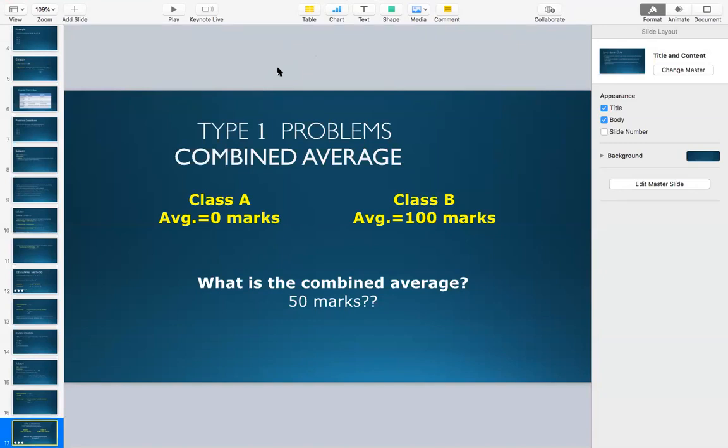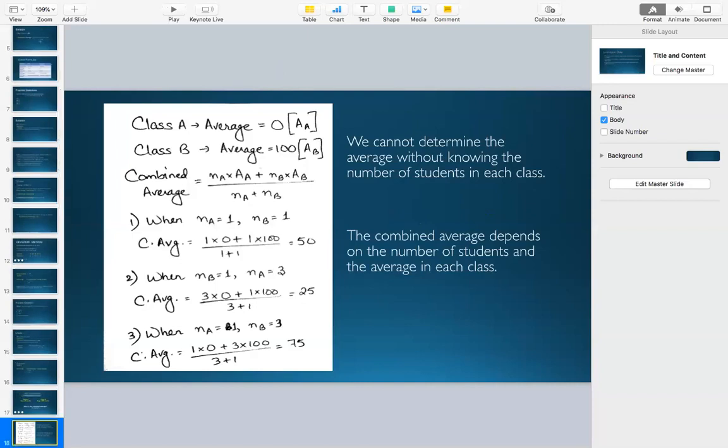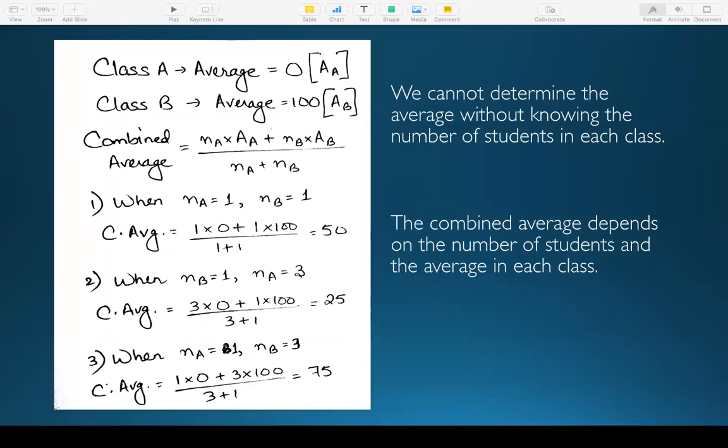Okay, so guys, now let's find out what the mistake was, for the ones who said yes as well as the ones who said no. Now see what your mistake was. I have taken certain cases. Class A average is 0. I have assumed it to be A with a small suffix as A. Class B average is 100. Now we will find out the combined average.